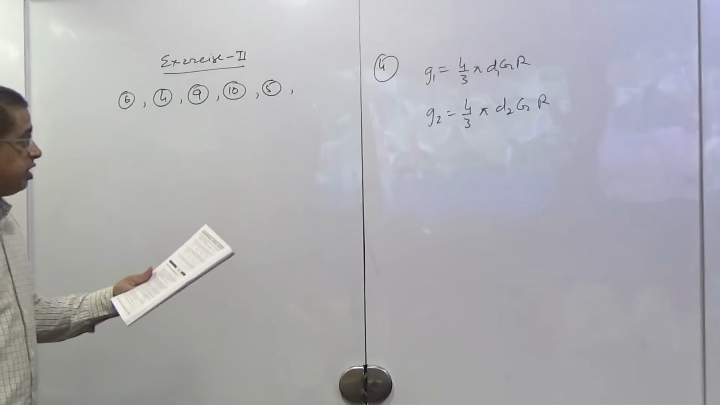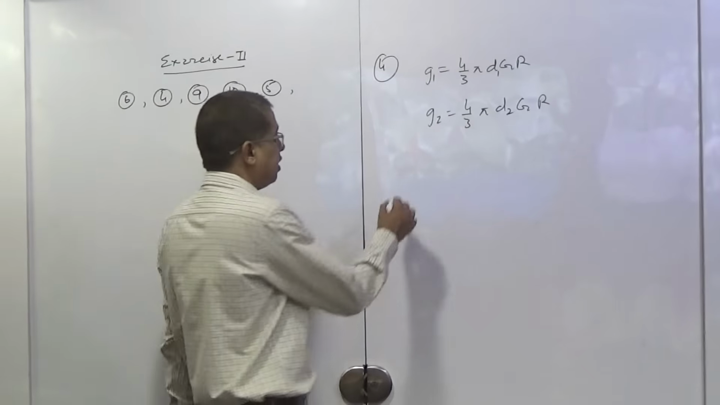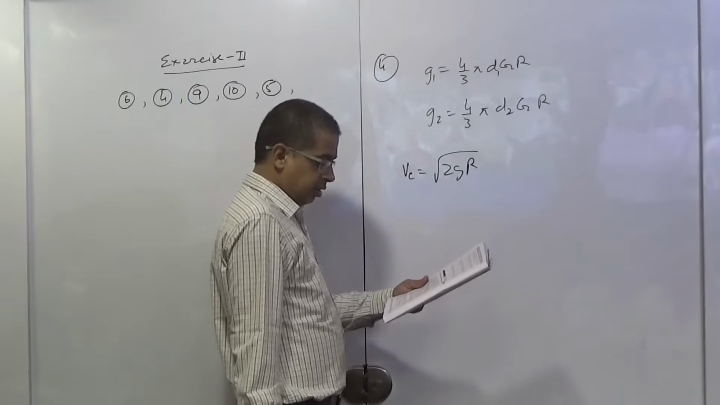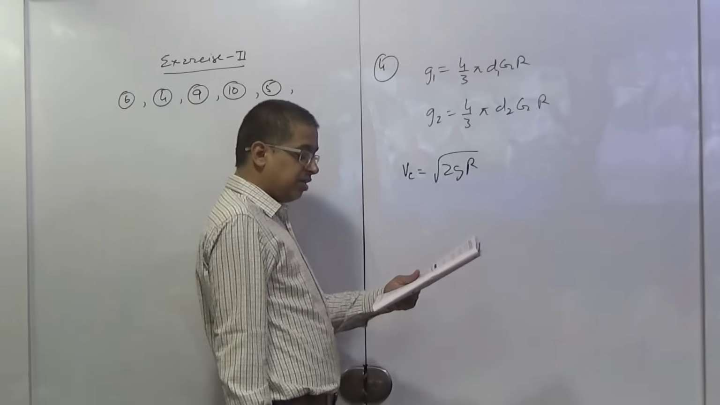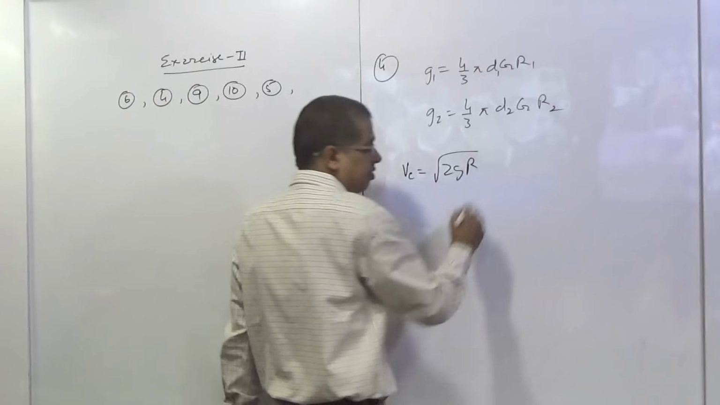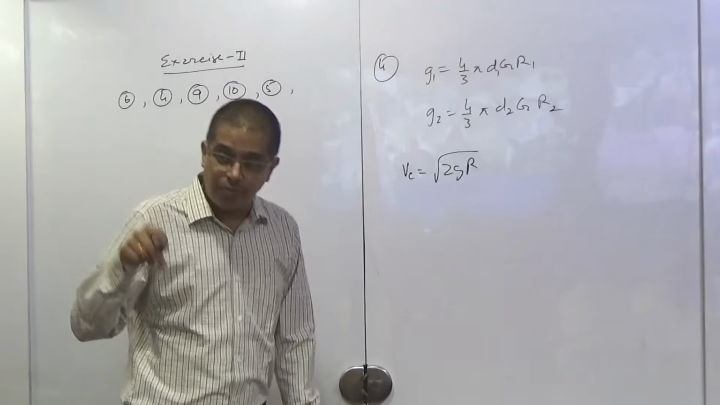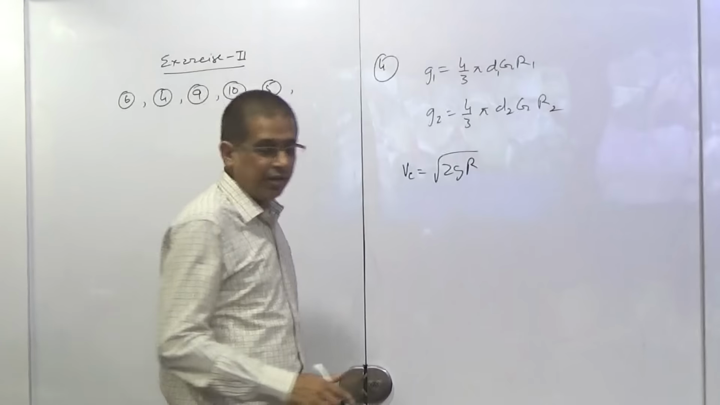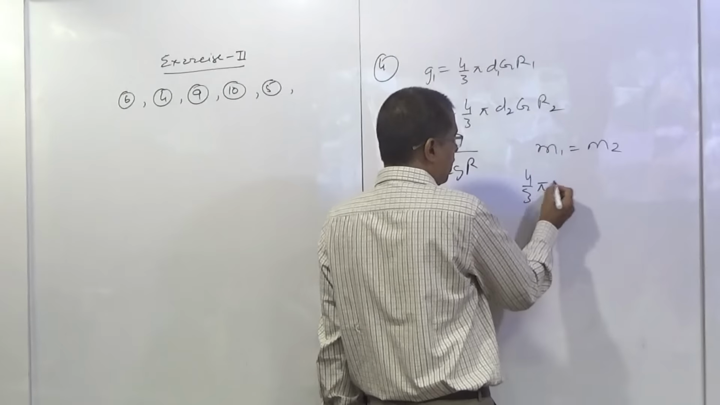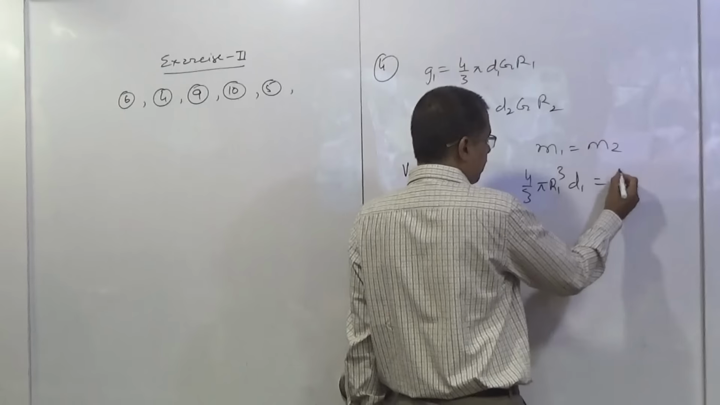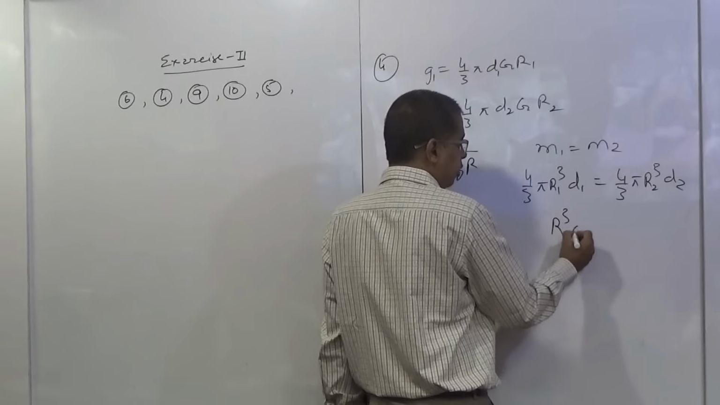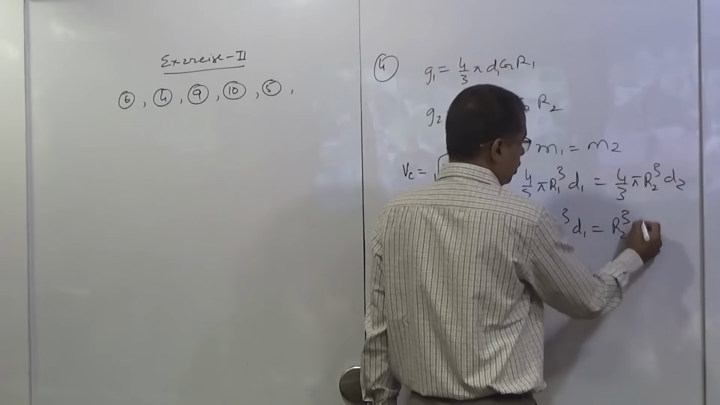4/3 pi d2 g(r). Divide both. Escape velocity v is under root 2gr. By the way, radii are not constant. Same mass but density is in the ratio. Listen, there is a small catch. Radii are not the same. This will be r1, this will be r2. Why are the radii not the same? Mass is the same, but densities are different. So when mass is the same, m1 is equal to m2. 4/3 pi r1 cube into d1 is equal to 4/3 pi r2 cube into d2. r1 cube into d1 is equal to r2 cube into d2.